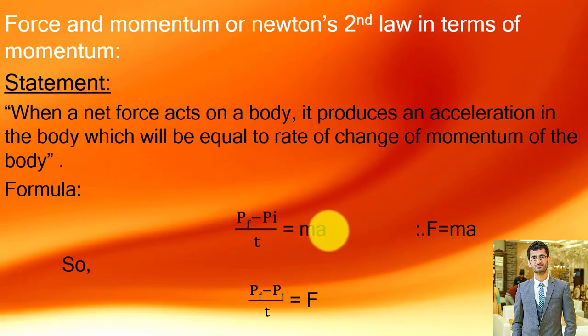Dear students, as we know that by Newton's second law of motion, F = m a. So this F = m a can be replaced in this equation, and we get the above formula as (Pf - Pi) / t = F. Here m a is replaced by force.